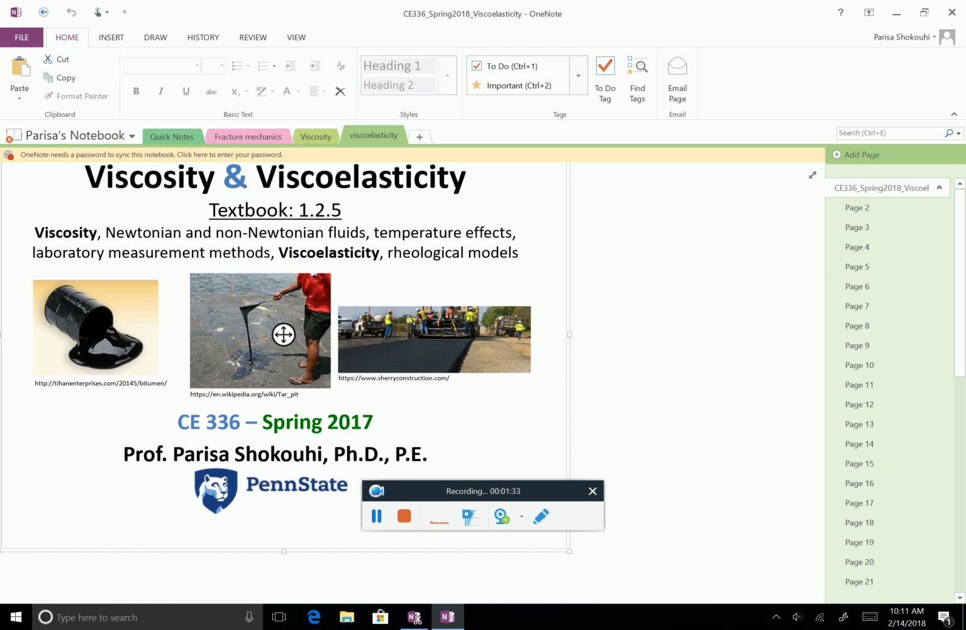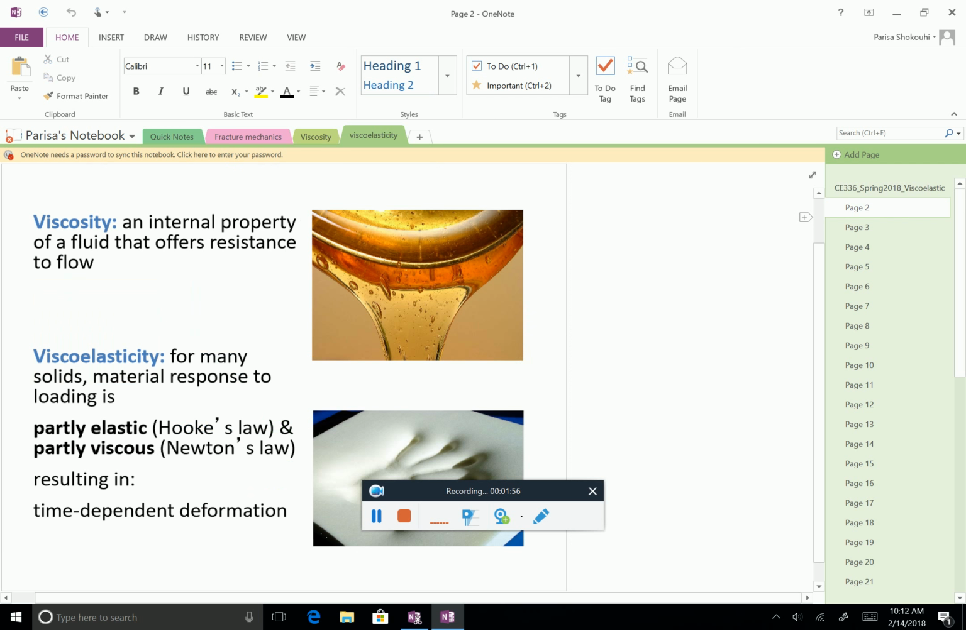So again, you see the reference to the textbook. So we are starting here. I just want to ask you, in particular for this part, to pay attention because the students typically find this viscoelasticity a little bit more difficult. So I know that you pay attention always, but pay extra attention here.